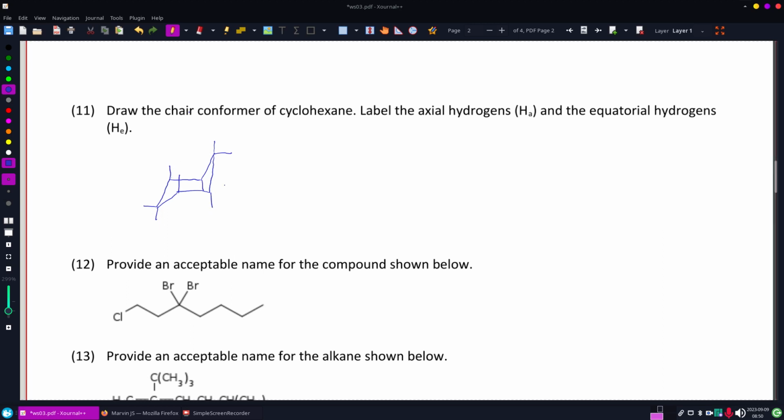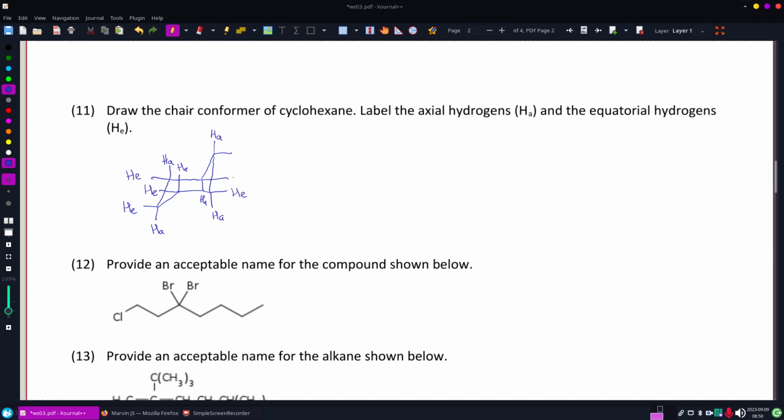And then to complete this, the 3 carbons on the right have branches that go equatorial right, and the ones on the left go equatorial left. And then our axial hydrogens are just the ones that we draw vertical. And the equatorial ones are the ones drawn horizontally.